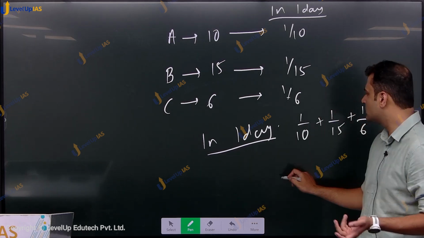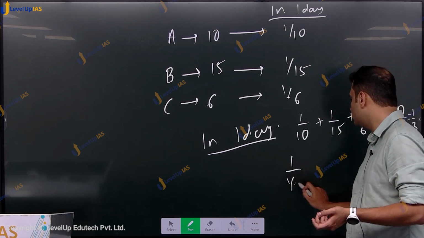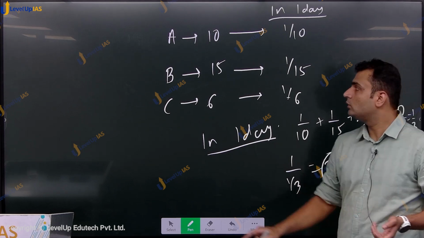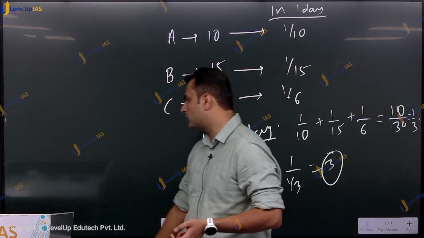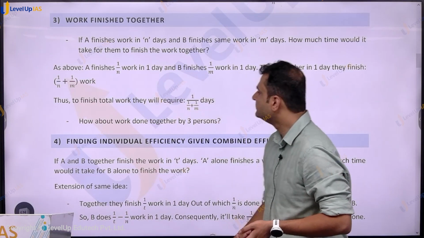So in how many days? For total work, 1 upon 1/3 is 3 days. All 3 of them together will finish the work in 3 days. That is how you will do it.